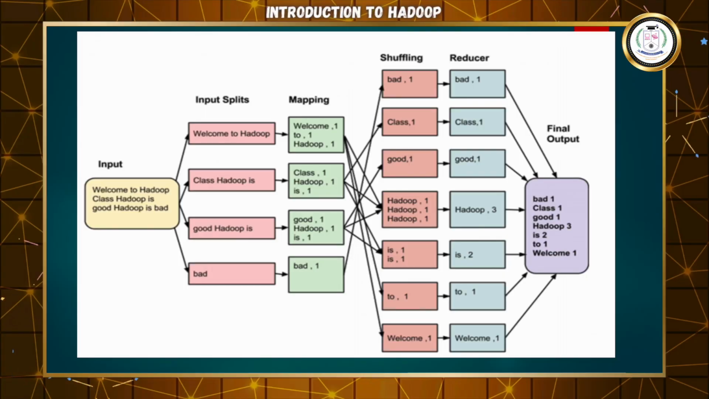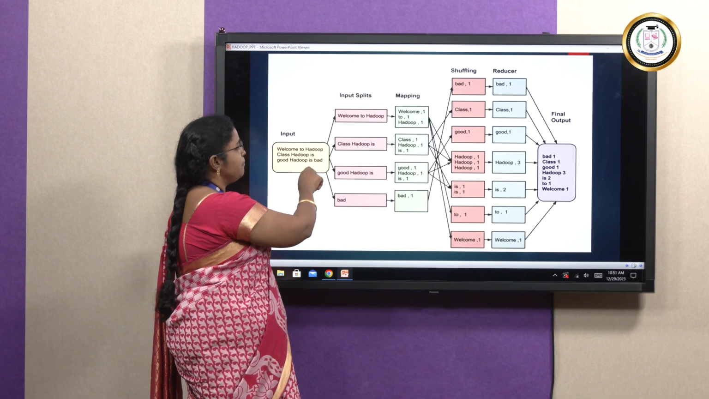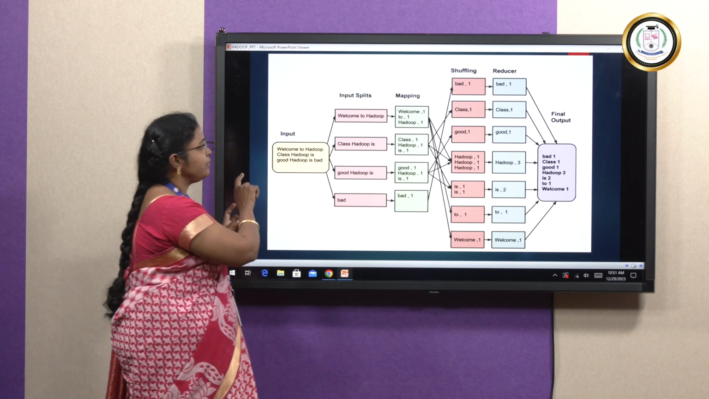First one, welcome to Hadoop. The second split is class Hadoop is. The third one is good Hadoop is. The last one is bad. Then, how does the mapping work? How many times does welcome appear in welcome to Hadoop?